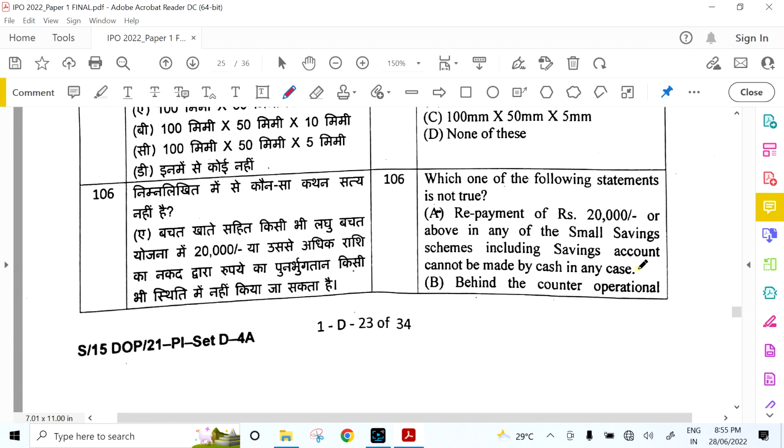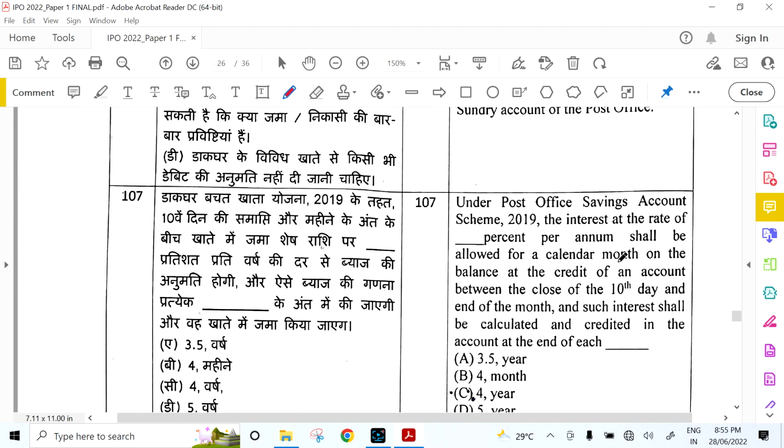The answer is A. Here repayment of 20,000 or above in any small savings schemes, here it is given as including savings account. It is excluding savings account, cannot be made by cash in any case. For savings account it is allowed. Next, 107.